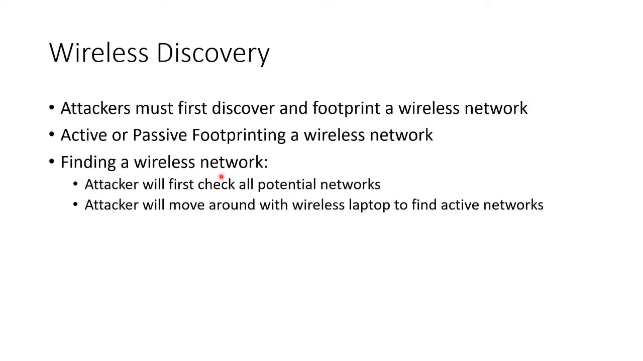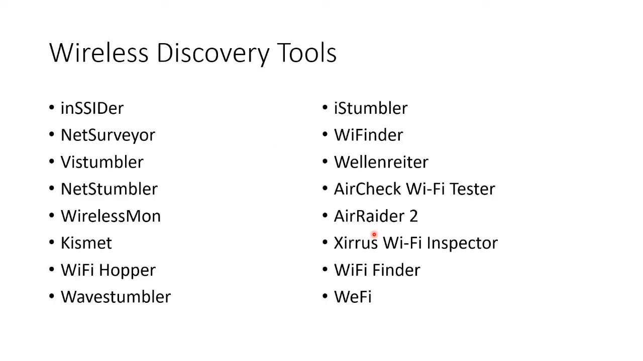We want to find the wireless network, so we'll check all potential networks and we'll move around with a wireless laptop to find active networks, or we'll point a directional antenna to find active networks, or at least the ones we want. This day and age, finding an active network is not the hard part. Finding the one you want to zero in on, that takes a little more work.